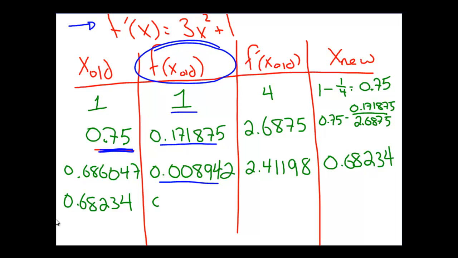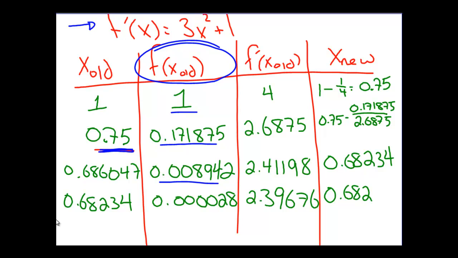This time we get a very small number for f of x. We get 0.000028. Again, that should be getting closer and closer to 0, so that's a good sign. The derivative at x equals 0.68234, the value of the derivative of the function is 2.39676. And Newton's method gives us a new x value to try of 0.682328. Notice that that's also very close to the value we had before.